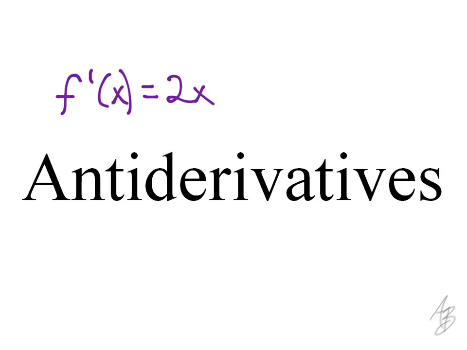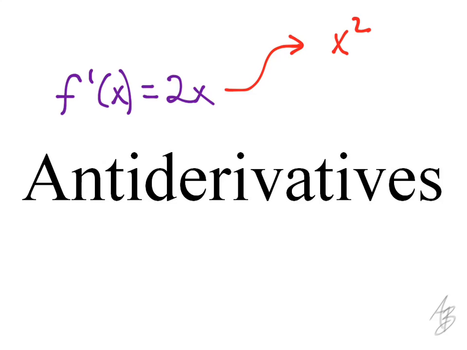So to do the antiderivative, we would say, well, okay, instead of decreasing the exponent by 1, we would increase the exponent by 1, right? So instead of a linear function, we would have a squared function. And then instead of multiplying by that exponent, we would divide by that exponent. And so we would end up with just x squared. Do you agree with that?